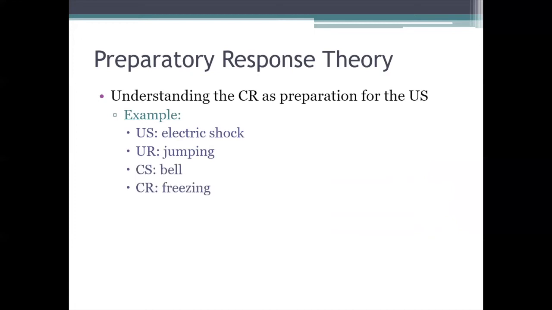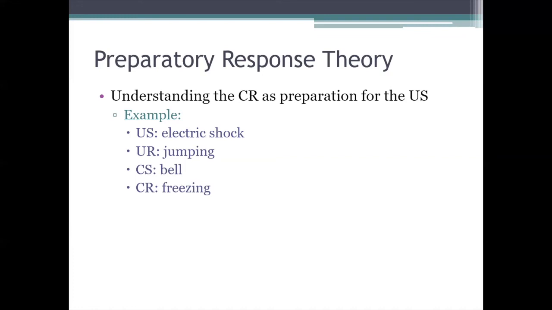But if you pair a neutral stimulus, like a bell, with those foot shocks, so if you go bell shock, bell shock, bell shock over and over again, if you pair those stimuli, then the conditioned response that the rat will acquire to the bell is not jumping, it's freezing. So when the rat gets the US, when it gets the shock, then it jumps. But when it gets the CS, when it hears the bell, it freezes. It stops moving, it crouches down, and it tenses up its muscles.